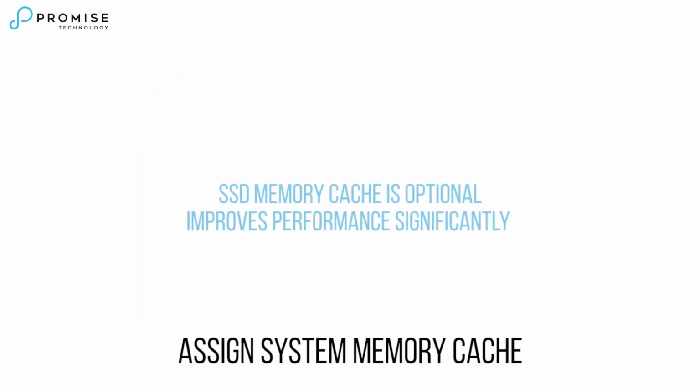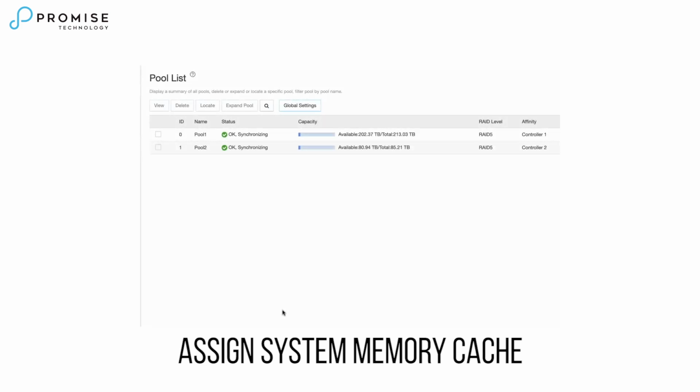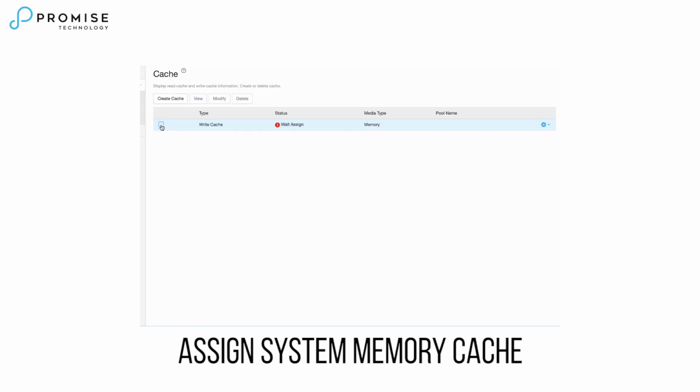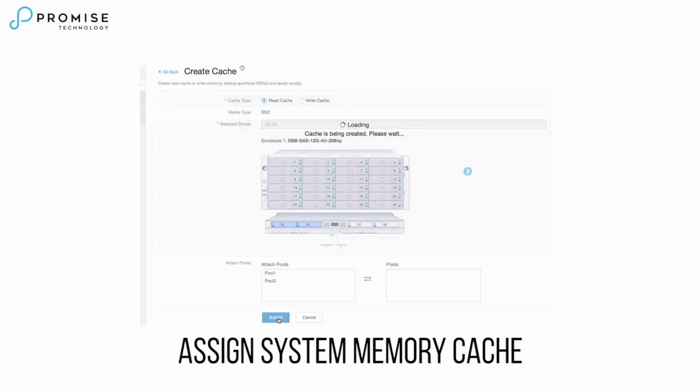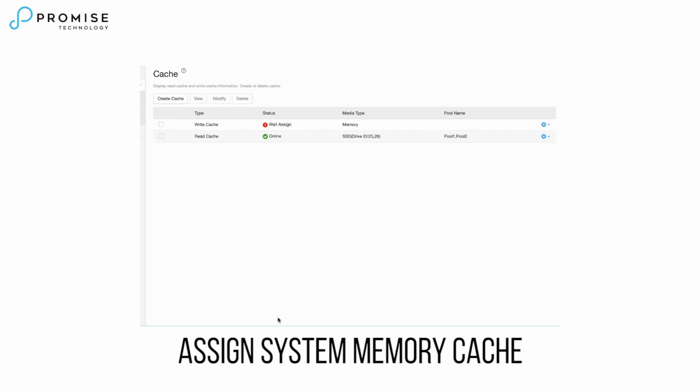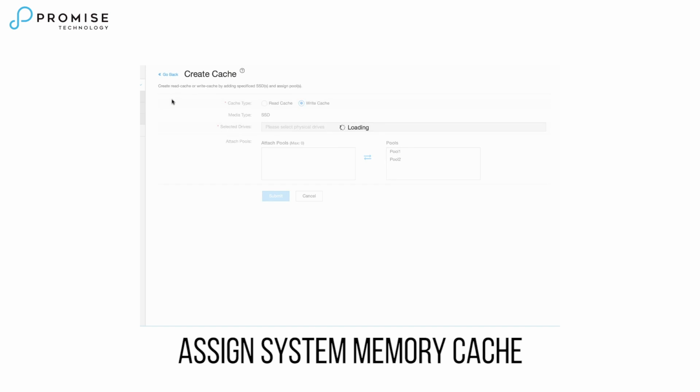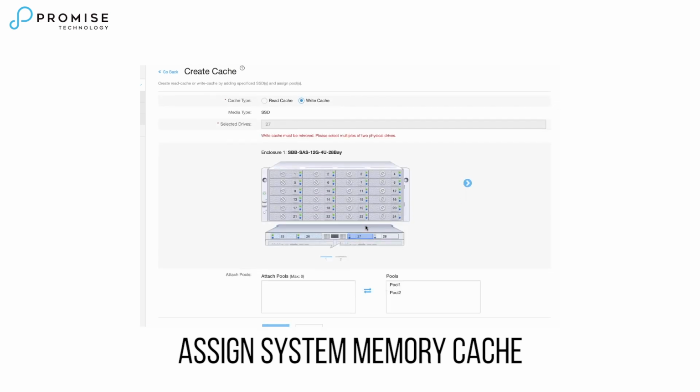Now let's add optional SSD system memory cache. System memory cache comes unassigned by default. The D5800 does not ship with SSD cache, but we've installed 4 SSDs for this demo and will be assigning read and write cache to the pool. This really helps with performance. To get started, click on Cache. You notice the default system memory cache is not assigned. Click on the Create Cache button and select Read Cache. Select 2 of the 4 SSD and assign both pools to it. Next, we'll repeat the steps, but this time we'll use Write Cache and use the remaining 2 SSD. Click Submit.